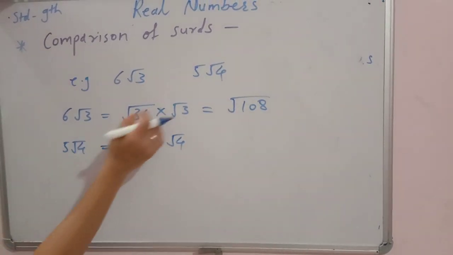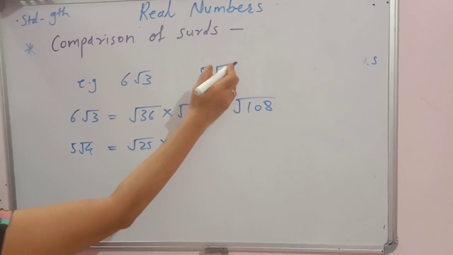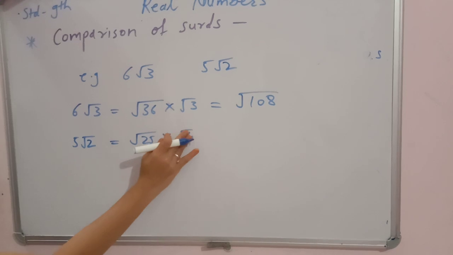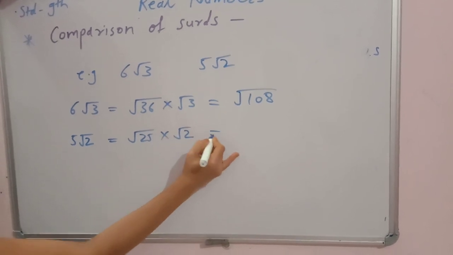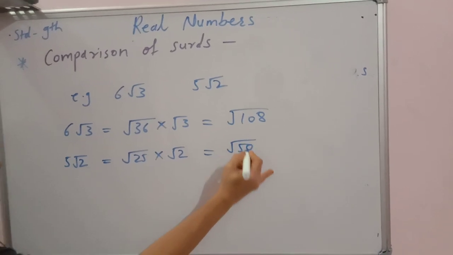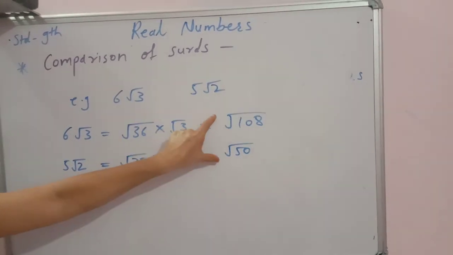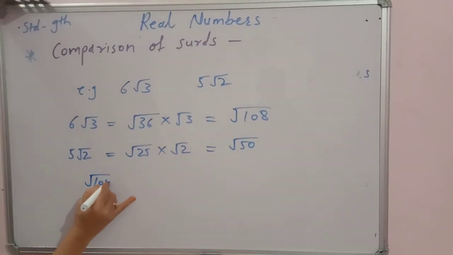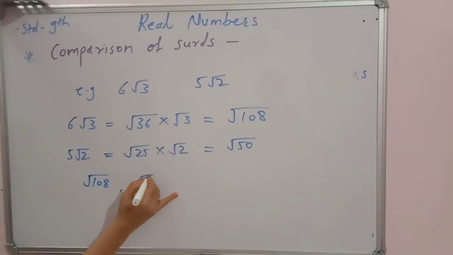Actually, it is a perfect square number. I will take a different example. Take root 2 here. Then it is 25 multiplied by 2, that is root 50. So now we have to compare these two: root of 108 and root 50.